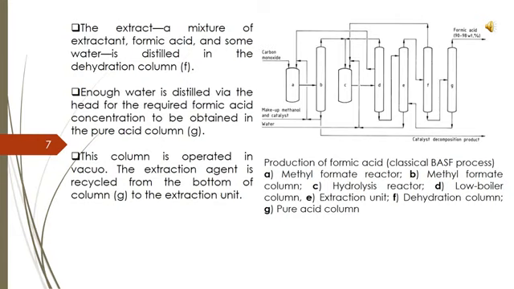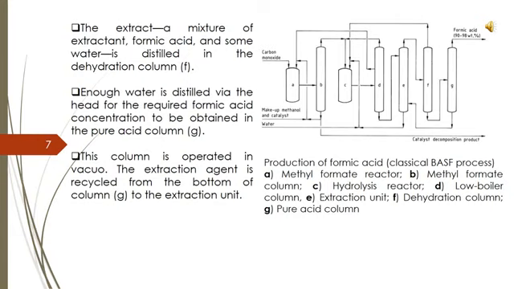So the mixture of extractant, formic acid, and some water is still in the dehydration column F. Now you can see from the extraction unit, the extract, which consists of extractant like amide, formic acid, and some water, is distilled in dehydration column F.